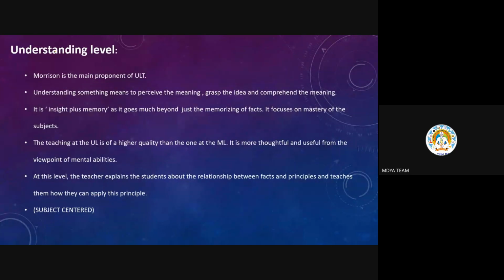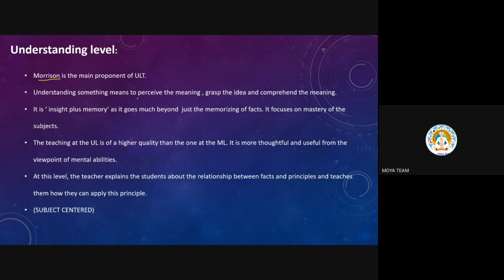Next is understanding level. Morrison is the main proponent of understanding level of teaching. Wherever you find ULT, it is understanding level of teaching. Morrison is the main proponent of understanding level of teaching, and Herbert was the proponent for memory level.